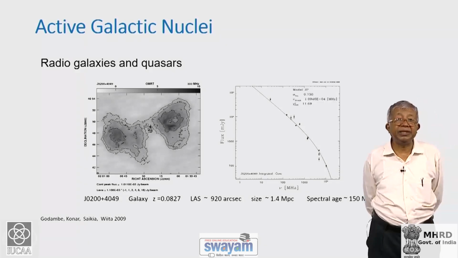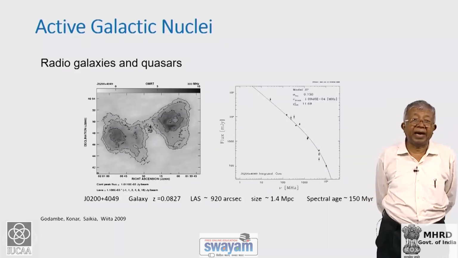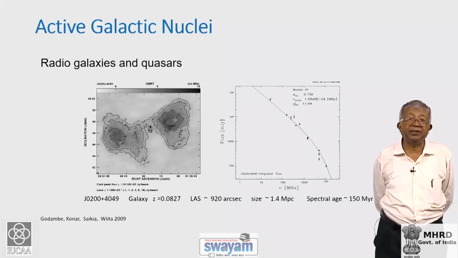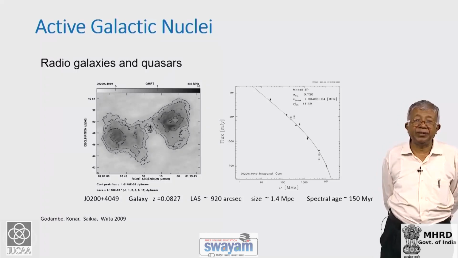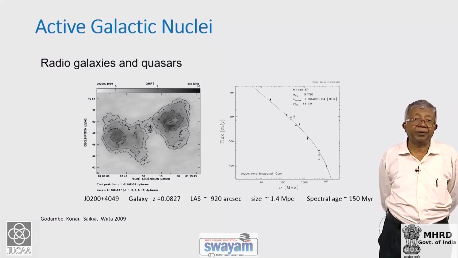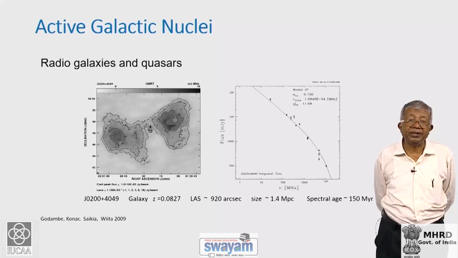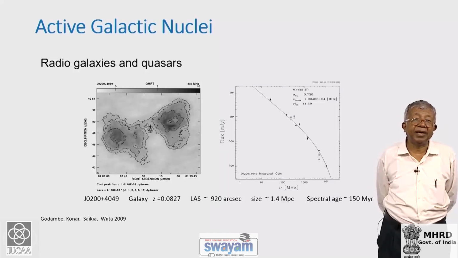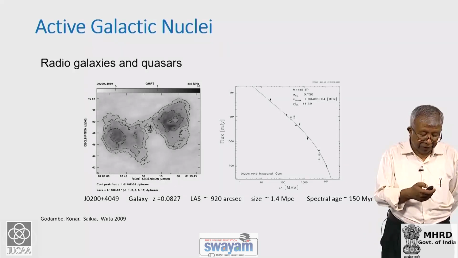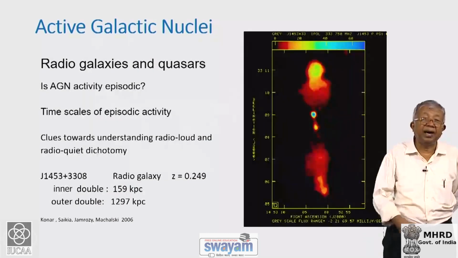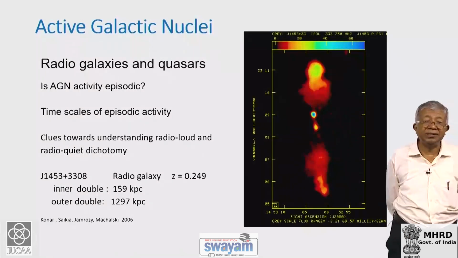So this is what you can see in the spectrum, and from that a spectral age has been estimated. Estimates of spectral age have a number of caveats, but it gives you a first order estimate, and this one is about 150 million years. So these are diffuse regions of plasma pervading in space, on scales of 150 megaparsec or so, and sometimes actually they may reignite.